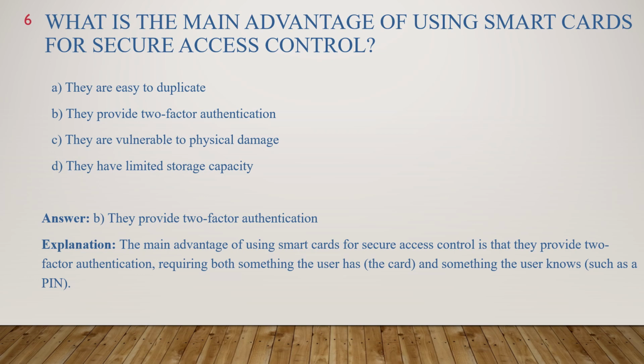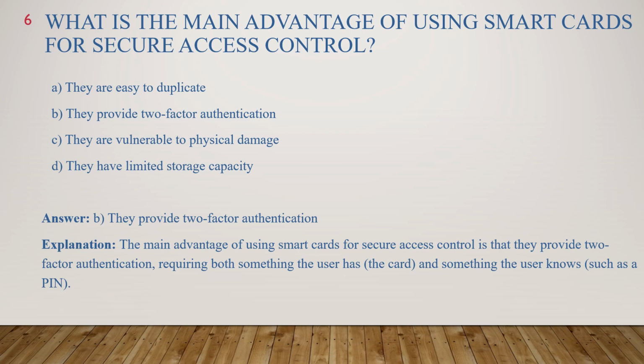They provide two-factor authentication. The main advantage of using smart cards for secure access control is their ability to provide two-factor authentication, 2FA. Let's explore this benefit and why the other options are incorrect. Smart cards require not only something you know, your PIN, but also something you have, the physical card, to gain access. This adds a significant layer of security compared to traditional methods like passwords alone, which can be easily stolen or guessed. Even if someone acquires the card, they would still need the PIN to use it, significantly reducing the risk of unauthorized access.